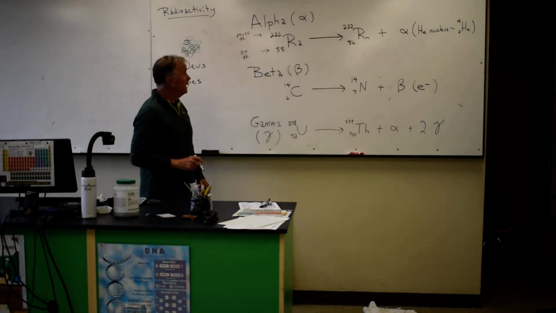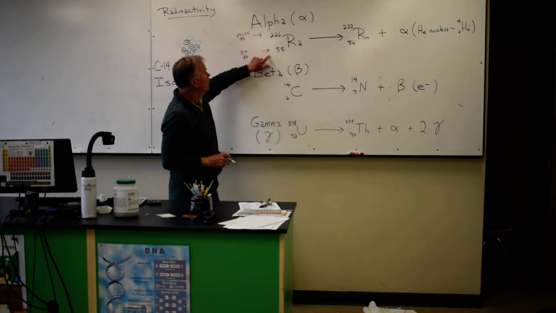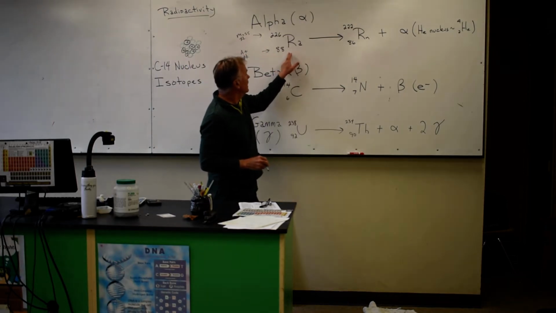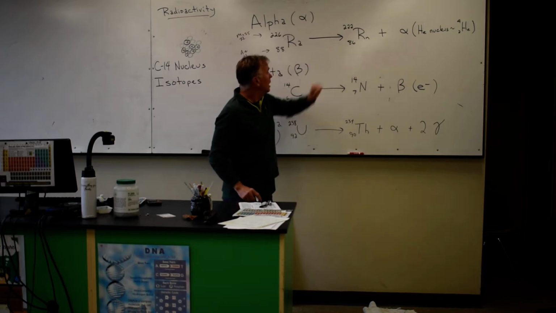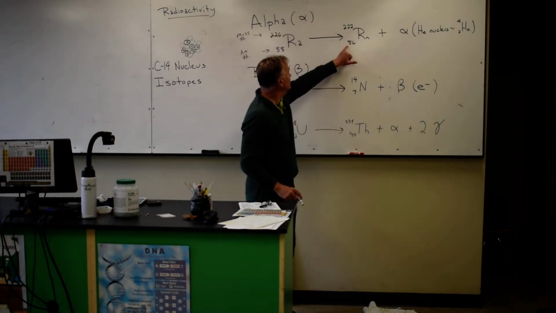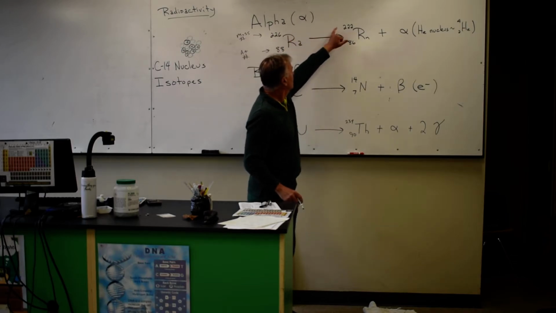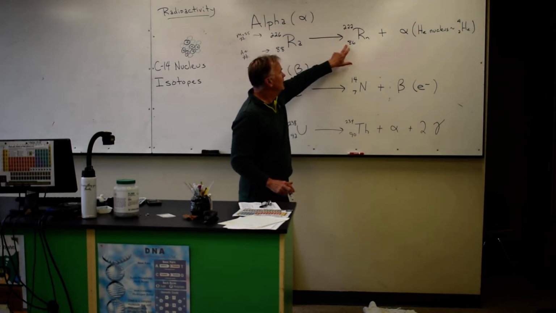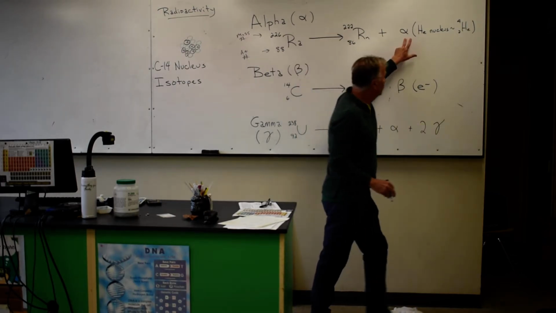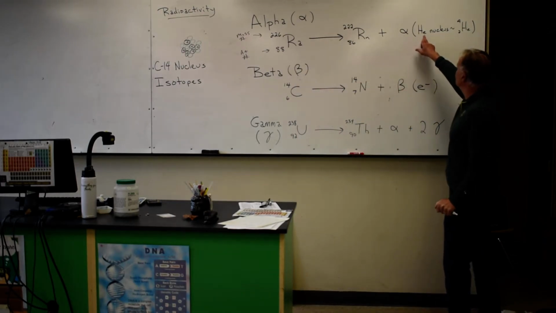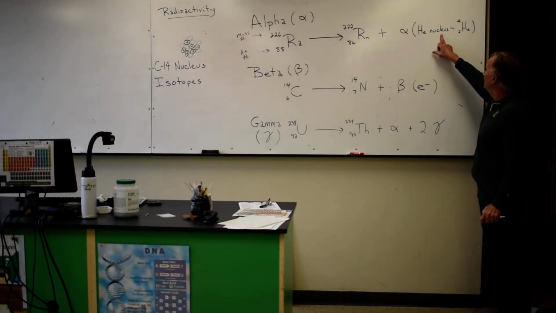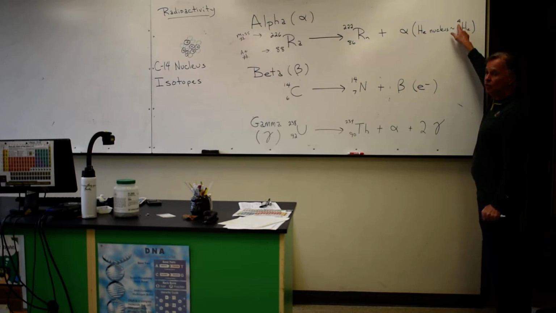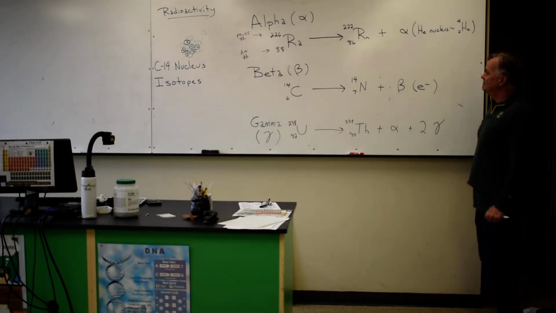Protons plus neutrons. When it decays, you lose 2 protons, so the atomic number becomes 86, and you lose 4 in the mass number, which means you're going to lose 2 protons and 2 neutrons. So mass number goes down by 4, atomic number goes down by 2, and it gives off an alpha particle, which you can see here. Sometimes it's symbolized as a helium nucleus because there's 2 protons and 2 neutrons. So that's alpha decay.